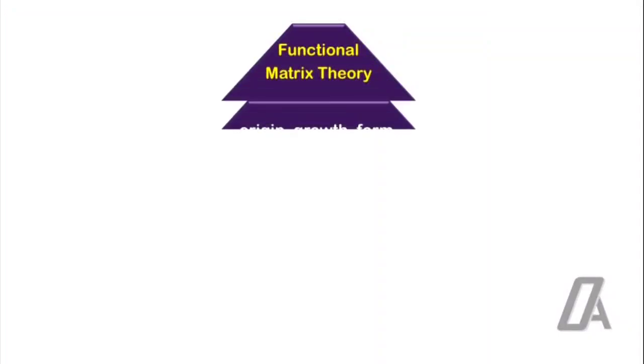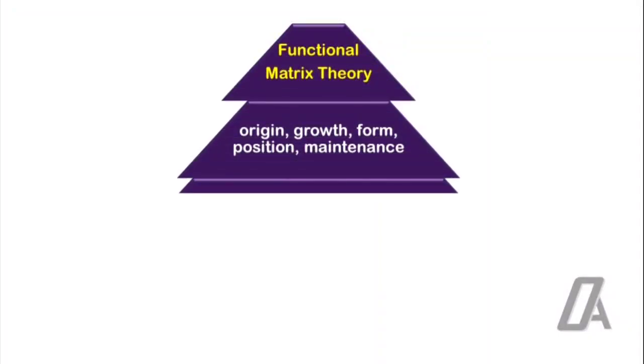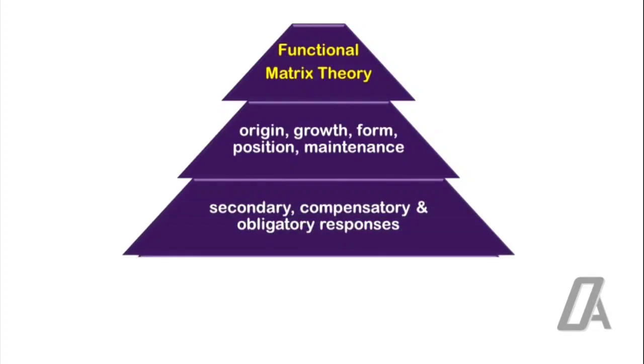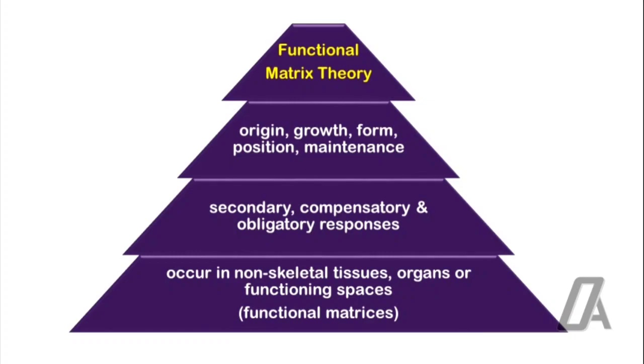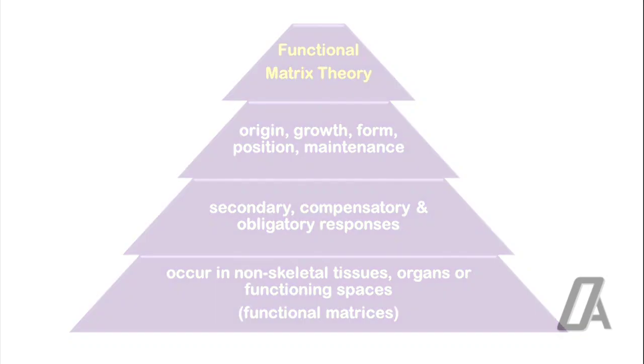The functional matrix theory claims that the origin, growth, form, position and maintenance of all skeletal tissues and organs are always secondary, compensatory and obligatory responses to temporally and operationally prior events or processes that occur in specifically related non-skeletal tissues, organs, or functioning spaces. Functional matrix hypothesis was put forward by Melvin Moss. It is based on the work of van der Klauwe.